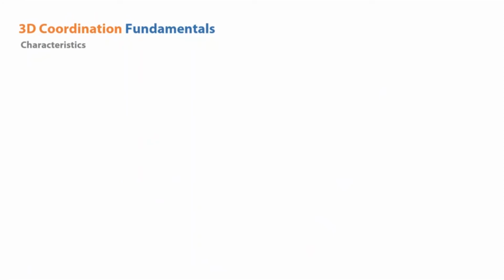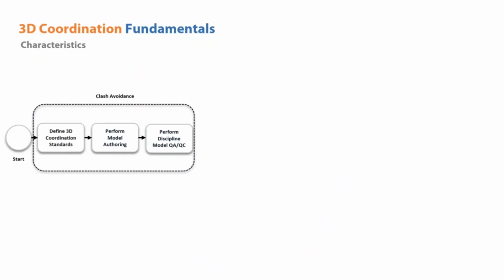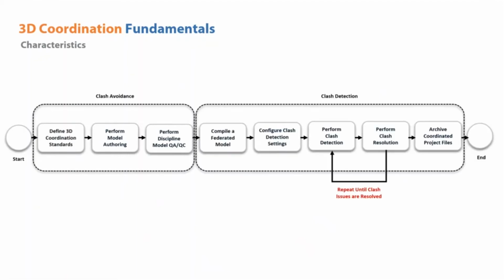The basic characteristics of 3D coordination: basically, it consists of two vital steps. The first part is the creation of settings for the clash avoidance, and next to that there will be an inevitable clash detection process. So basically the project manager of an industry starts the process for the clash detection. He initiates this process, and the clash avoidance part consists of defining 3D coordination standards, performing model authoring, and performing discipline-wise model QA/QC checks before compiling the models in a federated format.